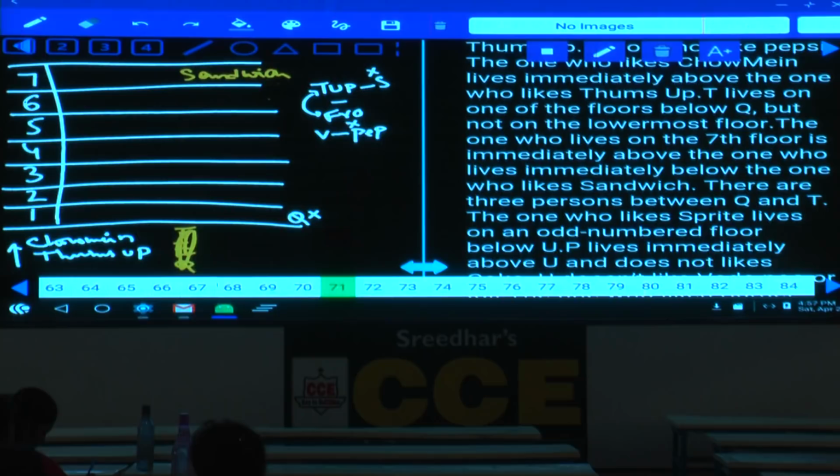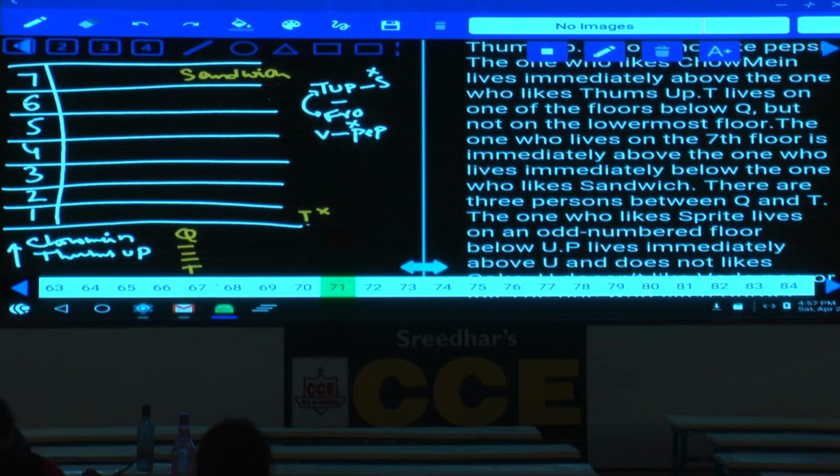T lives on one of the floors below Q, but not on the lowermost. Not on the lowermost floor means, now who is not on the lowermost floor? T is not on the lowermost floor. Hence T cannot be here. As T cannot be here, and this T lives 3 floors below this Q. T lives below Q. If Q is here, 1, 2, 3, and this will be T.